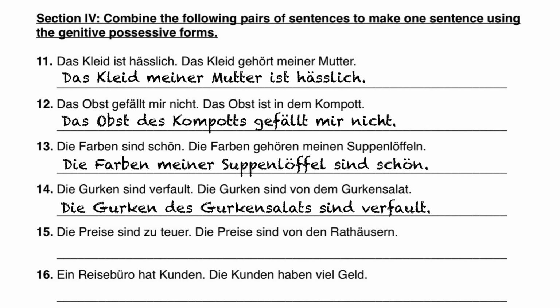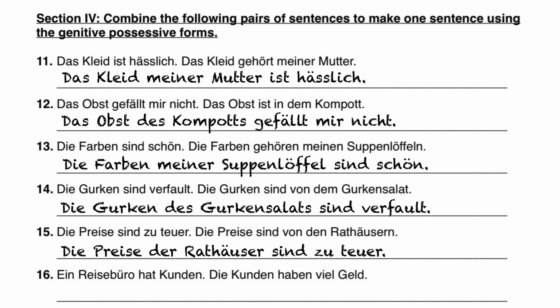Die Preise sind zu teuer. The prices are too expensive. Die Preise sind von den Rathäusern. The prices are from the city halls, or the restaurant in the city hall. So we want to say the prices of the city halls are too expensive. Die Preise der Rathäuser sind zu teuer.